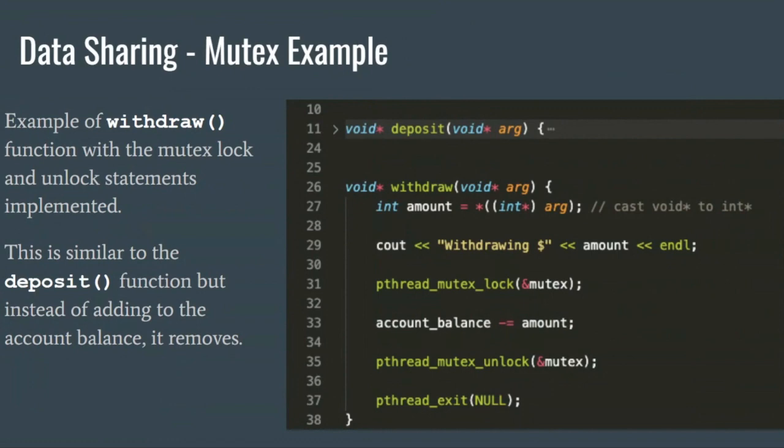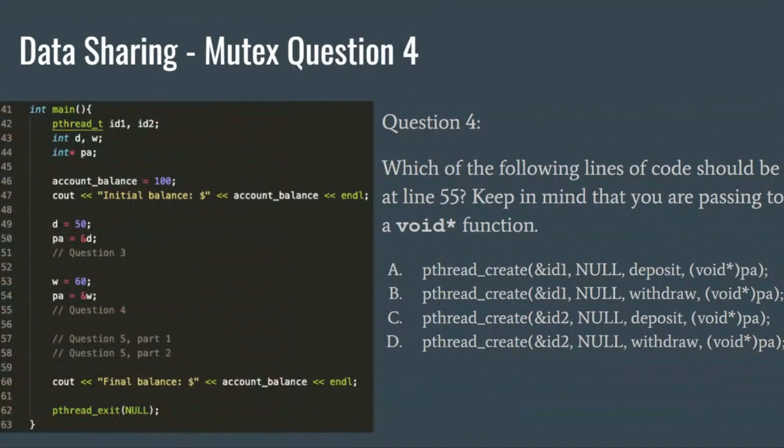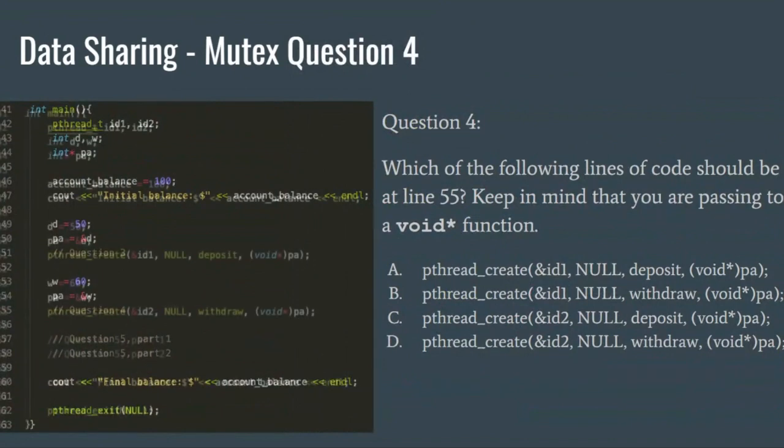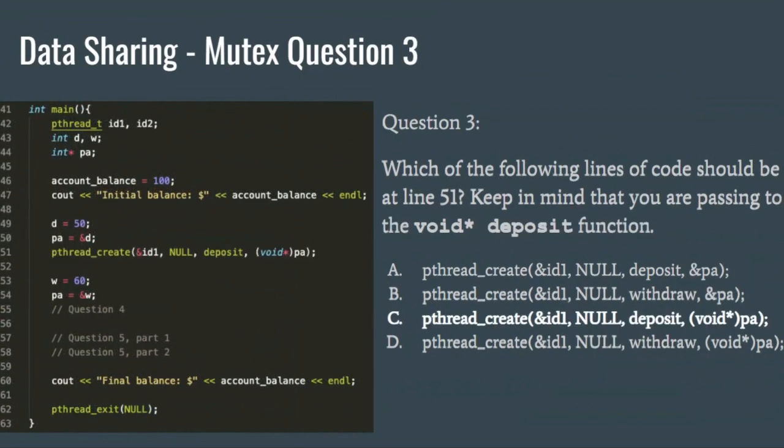Are you referring to the void asterisk arg? Yep, and just like Christian said, it's the void star. So since we need a void star, we can't just pass in the memory address of PA. We had to convert it to a void star instead.